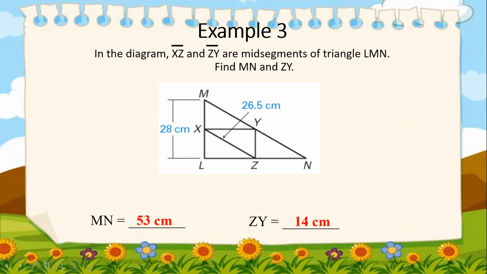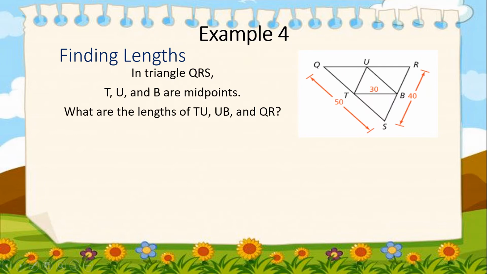Next, what is the length of ZY? ZY is equal to 14 centimeters since ZY is half as long as side ML. So half of 28 centimeters is 14 centimeters. Example number 4. Finding lengths. In triangle QRS, T, U, and B are midpoints. Now what are the lengths of TU, UB, and QR?